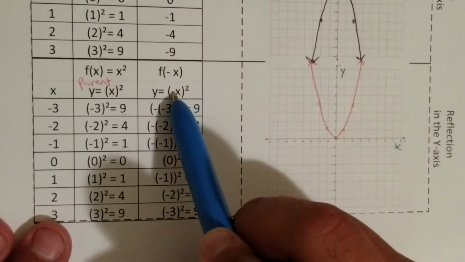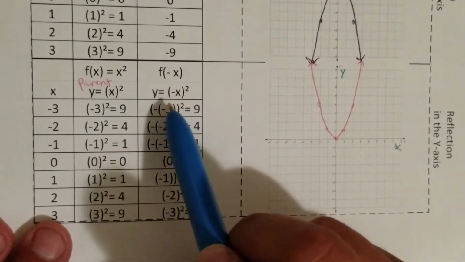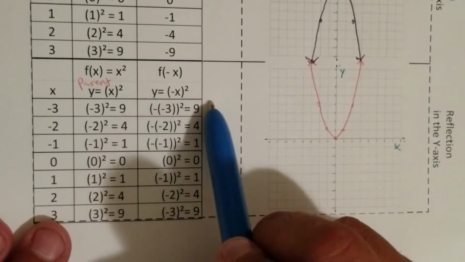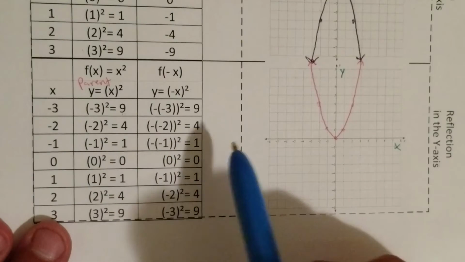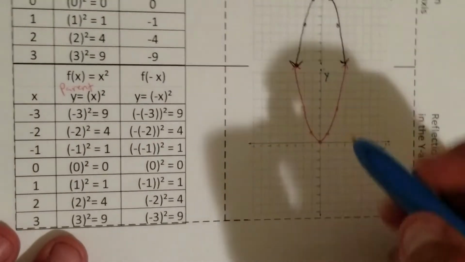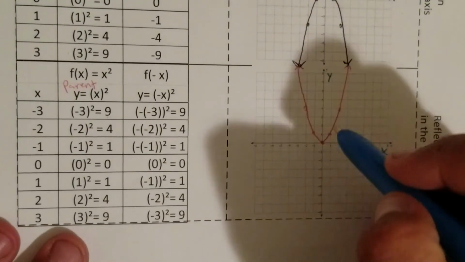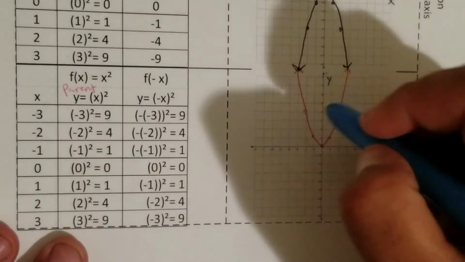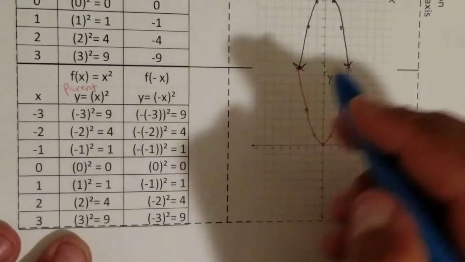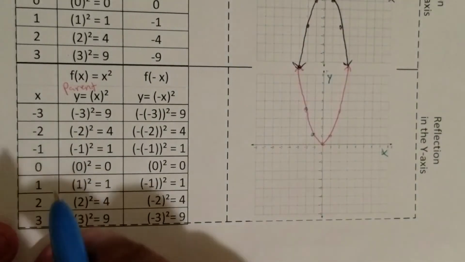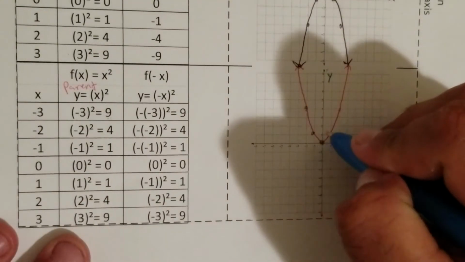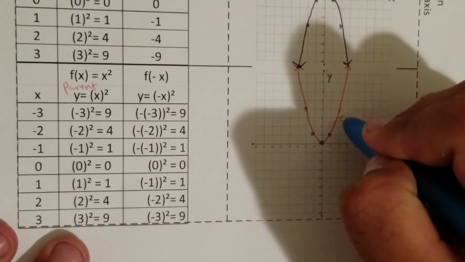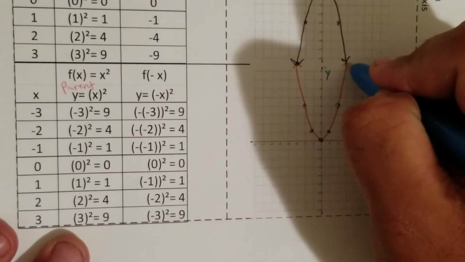But anything negative that's going to be squared, because negative times a negative is a positive. So we're going to have the same result here. So our graph is going to be identical again to the one we had before. But we're going to go ahead and do that. So negative 3, 9. Negative 2 and 4. Negative 1 and 1. 0 and 0. 1 and 1. 2 and 4, and 3 and 9.